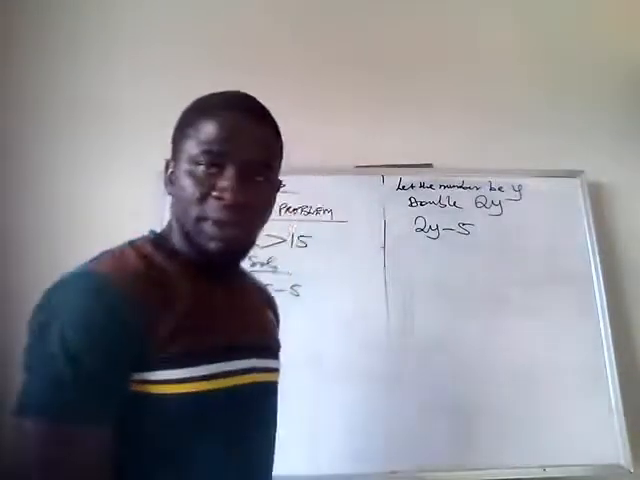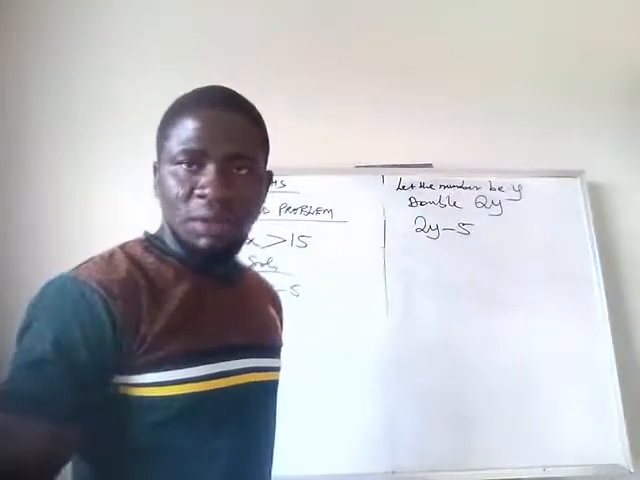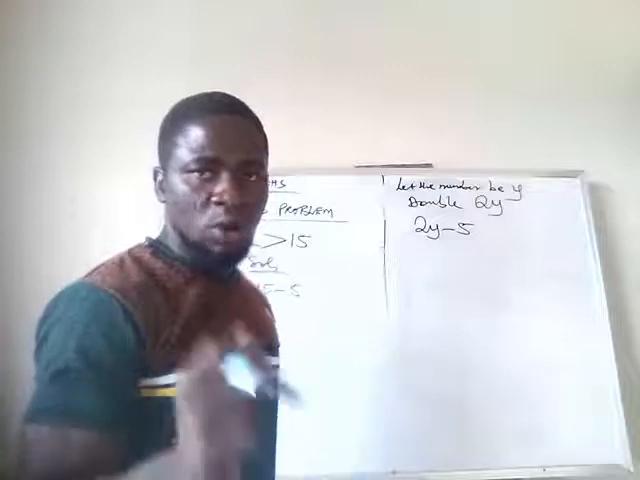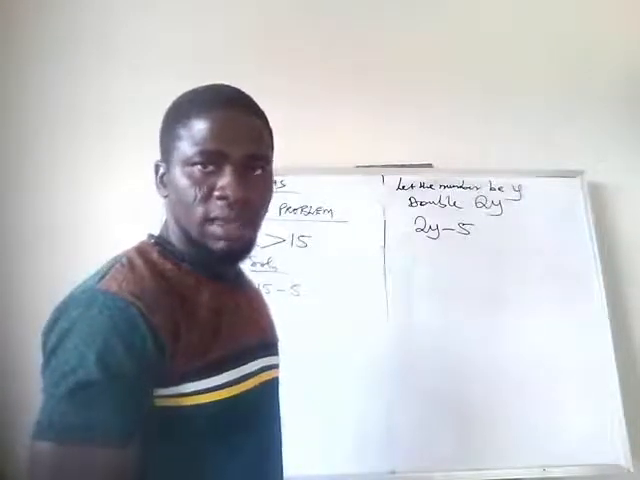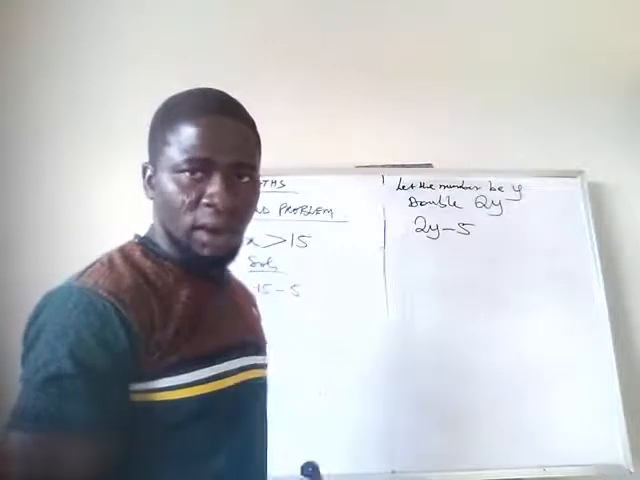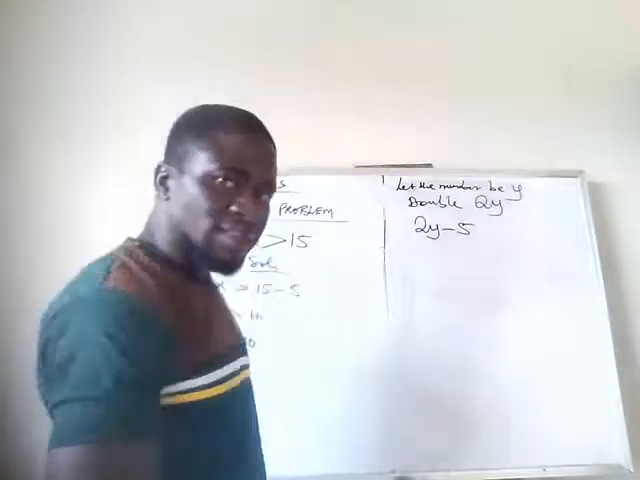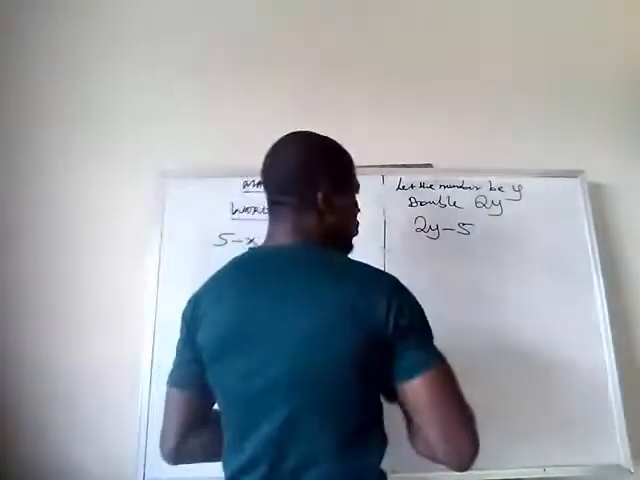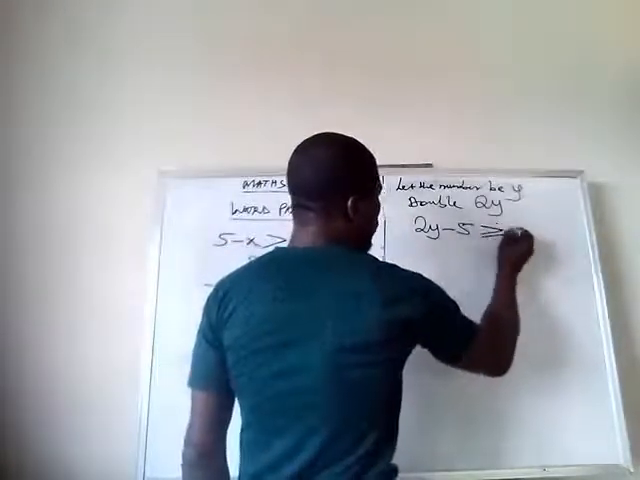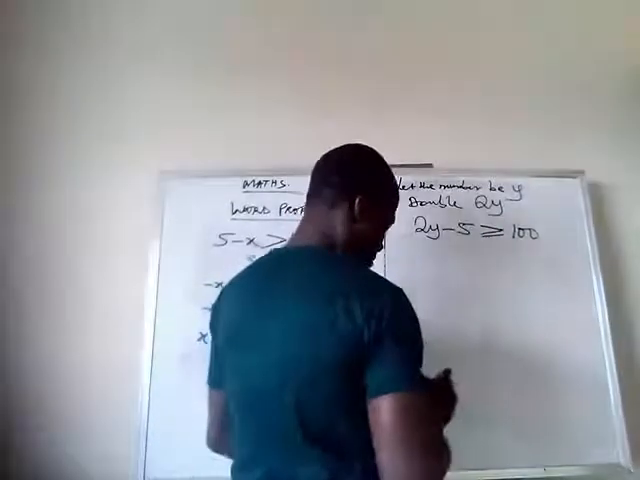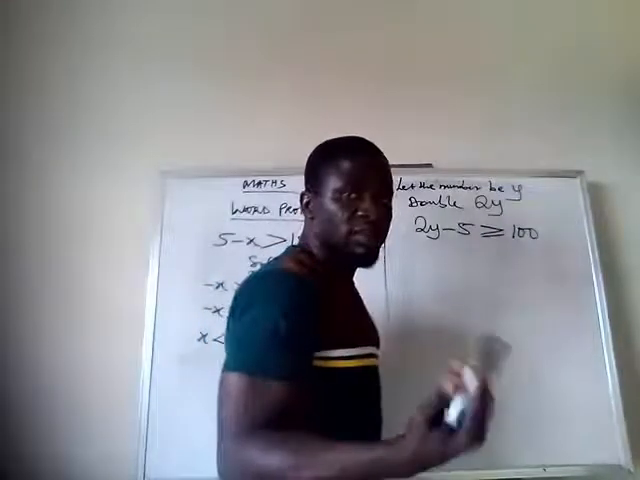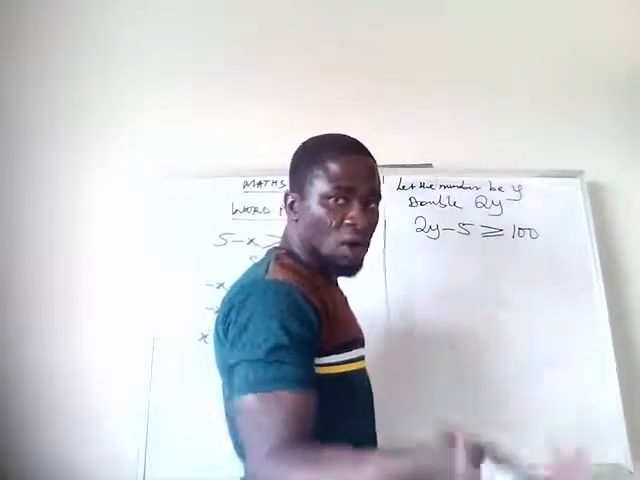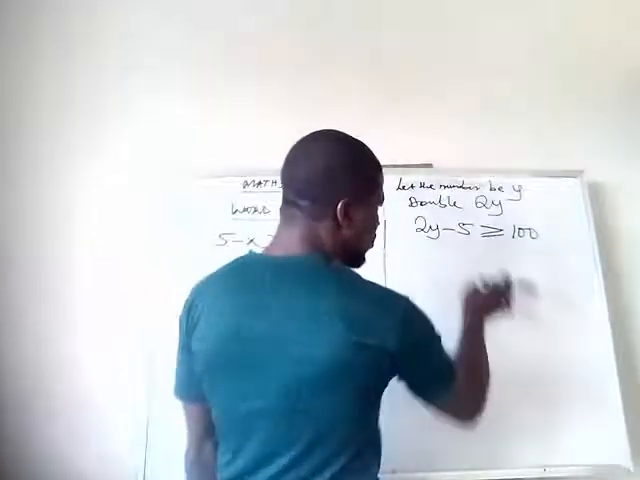The result cannot be less than 100. If the result cannot be less than 100, it means it's greater than or equal to 100. If the number cannot be less than 100, it means it's greater than or equal to 100. Even with your just knowledge, if they say something is not less than 100, you know that it's either 100 or it's more than 100. So that is what we have here.